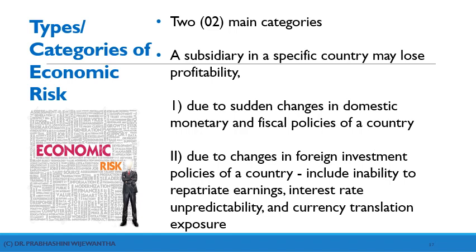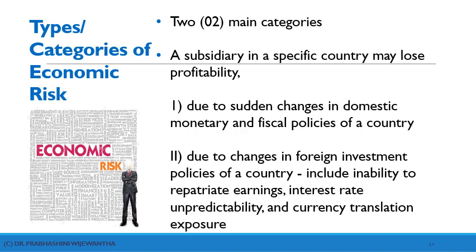Considering the types or categories of economic risk faced by business organizations operating in foreign countries, academics have identified two main categories of economic risk, and a subsidiary in a specific country may lose profitability due to these two types of economic risk.